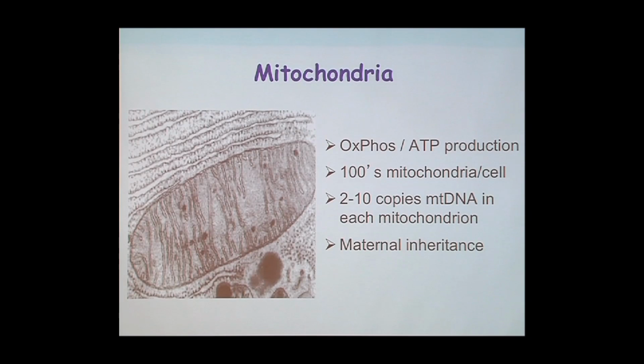So the mitochondria, to remind you, is the powerhouse of the cell. It's what makes the energy that allows us to do everything that we do. It makes ATP. And each cell, this is an electromicrograph of a mitochondria. So looking at a cell through an electron microscope, these are very, very small. This is an image of a mitochondria. And there are hundreds of these in each cell.